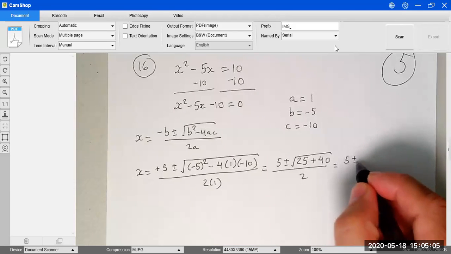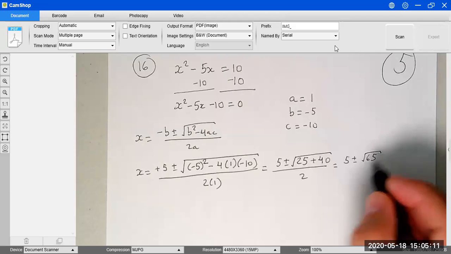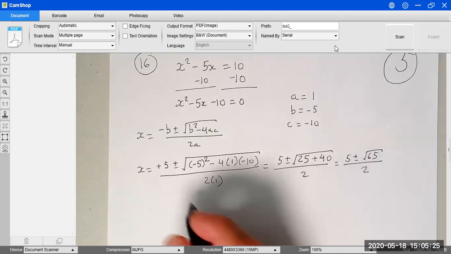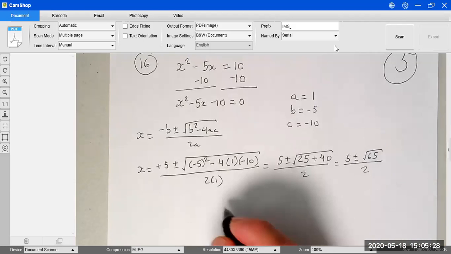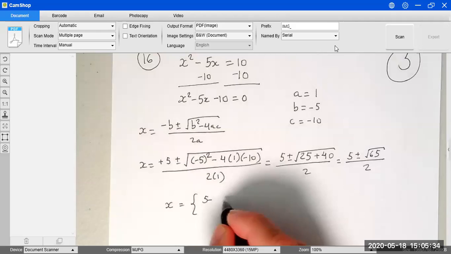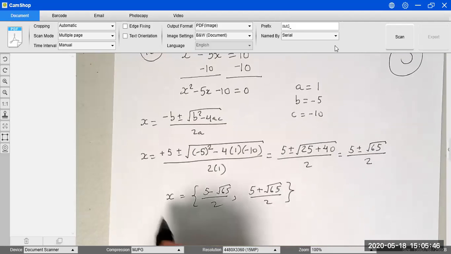So it's going to be 5 plus or minus the square root of 65 over 2. You're going to see that the 65 cannot be broken into parts, one of those being a perfect square. So we're going to leave that radical that way. We finish because we cannot simplify anything. So the final answer is 5 minus the square root of 65 over 2, and the other one is 5 plus the square root of 65 over 2. So that's this problem.